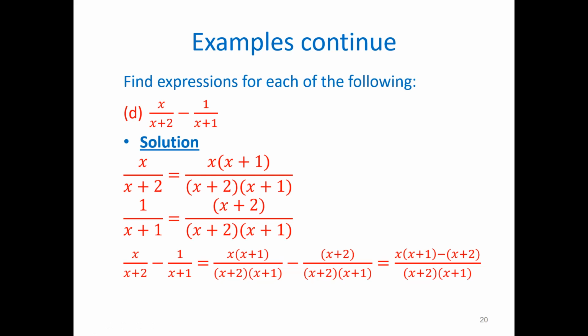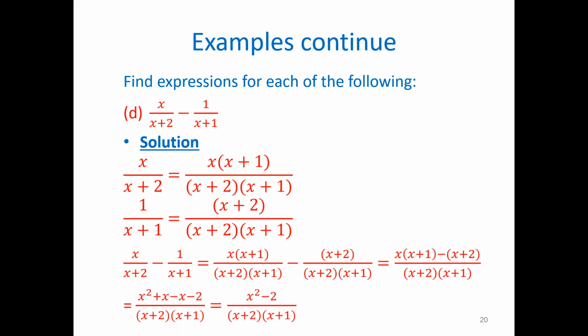And now the answer will have the same denominator, which is x plus 2 times x plus 1. And we have to subtract these two numerators. So the numerator of the first fraction, x times x plus 1, minus the numerator of the second fraction. Now, what we need to do is multiply out these two brackets, look for the like terms and simplify it.